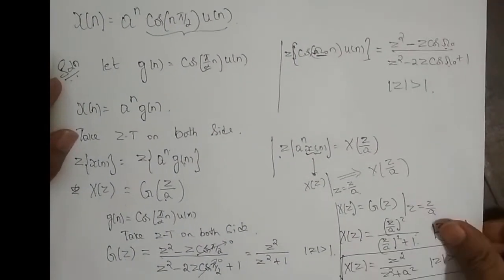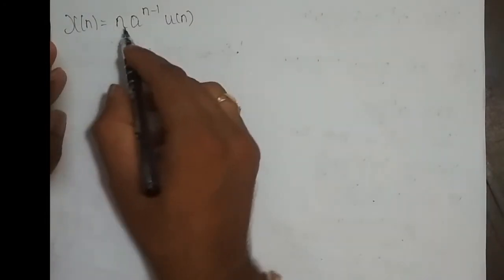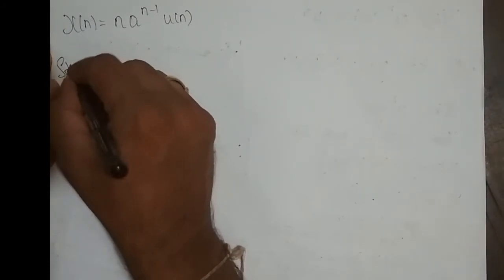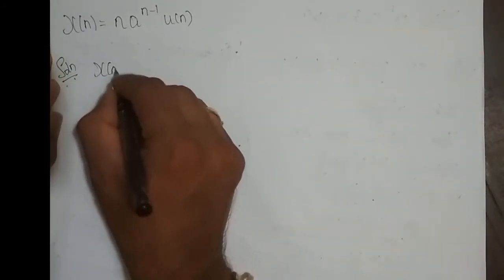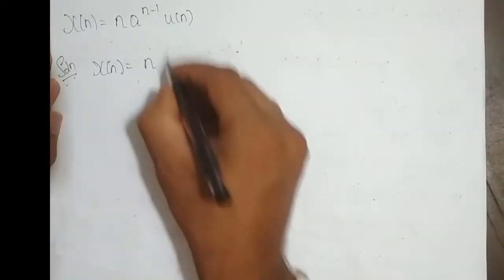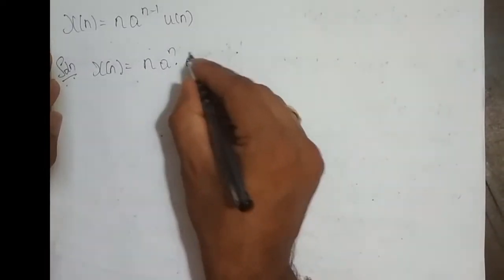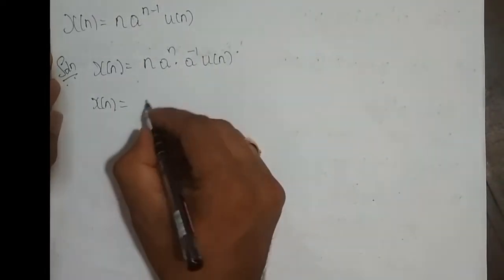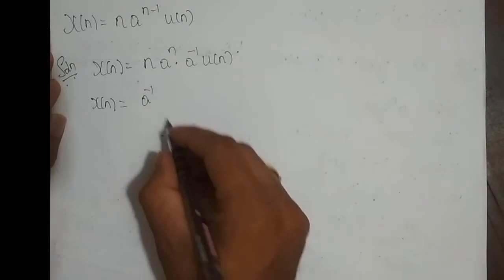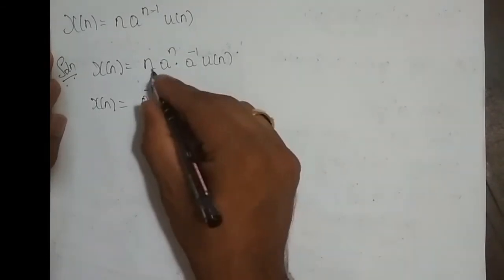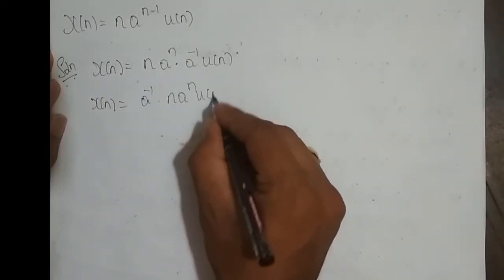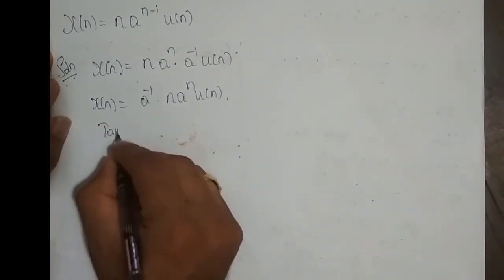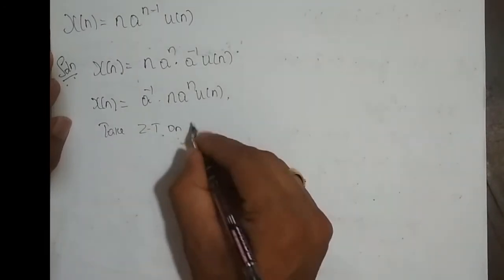Fine. Okay, we shall take up one more sequence. x of n is n into a power n minus 1 u of n. So we shall try to solve this. Solution: I can write x of n is equal to n into a power n into a power minus 1 u of n, separating this a power n. I will rearrange this, so a power minus 1 I will write first, and then n into a power n u of n. Okay, now I'll take z transform on both sides.